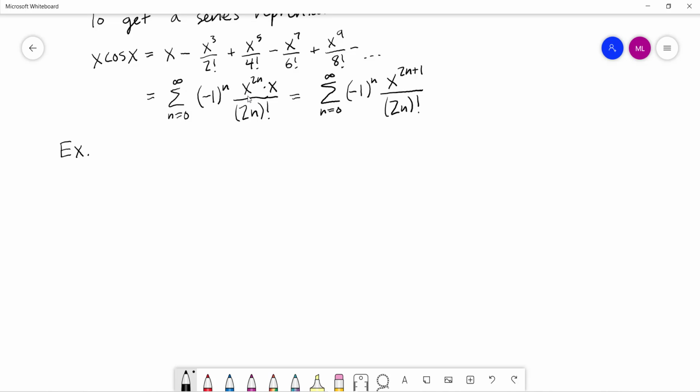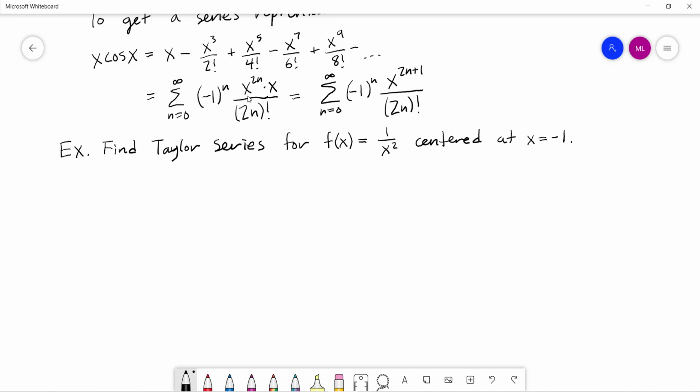Let's do one that's not centered at 0. Let me do this one. In this case it is a true Taylor series because it's not centered at 0. Find the Taylor series for, let's say, f of x equals 1 over x squared. And let's have it centered at x equals -1.